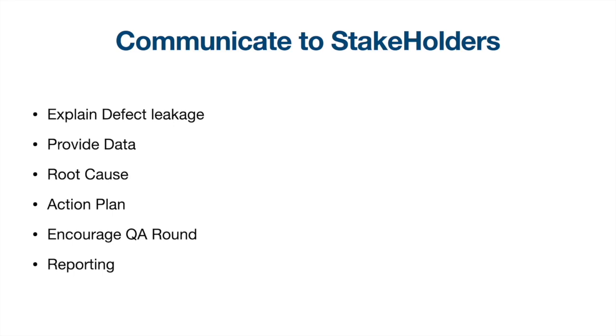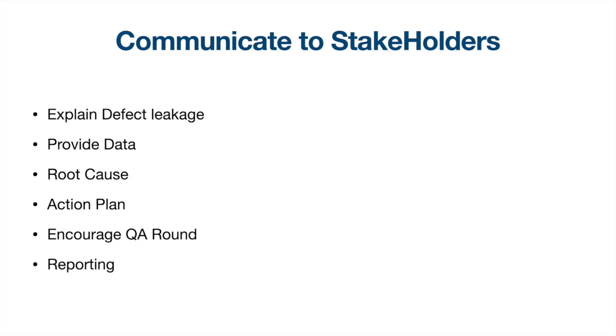Then the action plan: how we can overcome this defect leakage in future, how we can decrease it, how we can control it. We should have a proper action plan that from the next cycle of testing, or the next release cycle, we are implementing that much portion as automation, or we are implementing a new automation suite, so we don't have regression issues, or we can identify the regression issues.